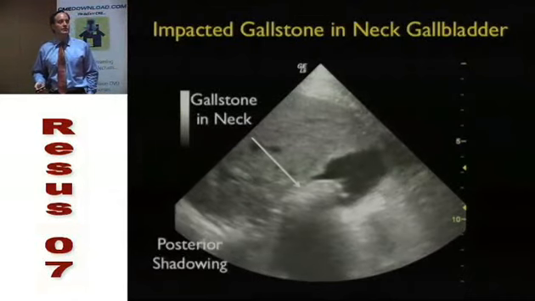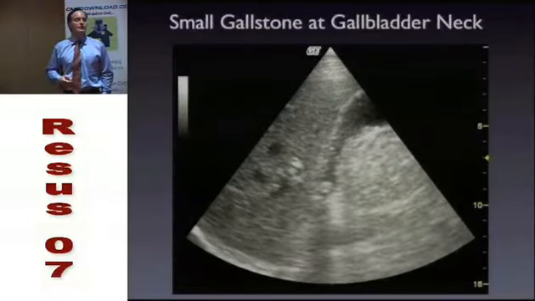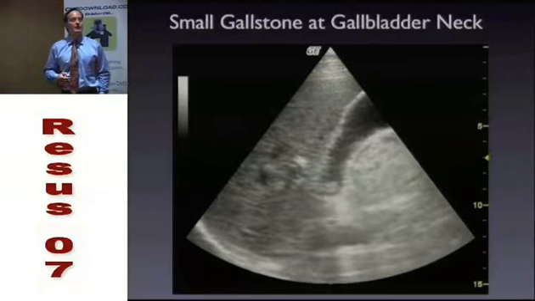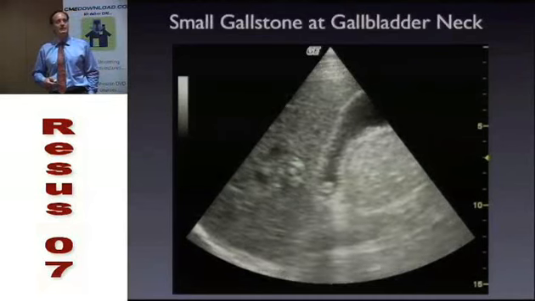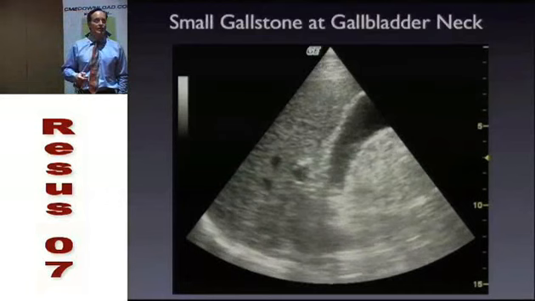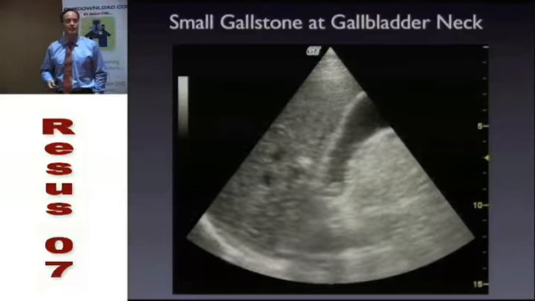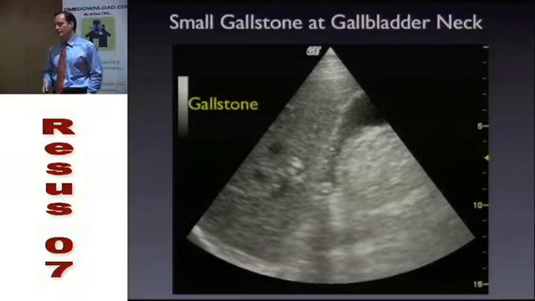Okay, and you can see there's the posterior shadowing. Now, this one is subtle, but this is a small gallstone just stuck down here at the neck. So this is why it's important today when you're at the workshop to try to visualize the entire gallbladder, because you can see this could be easily missed. This is in the fragile area of the gallbladder, because that could cause problems. But notice it's small, and you see the shadows right there. So a small impacted gallstone right at the neck.